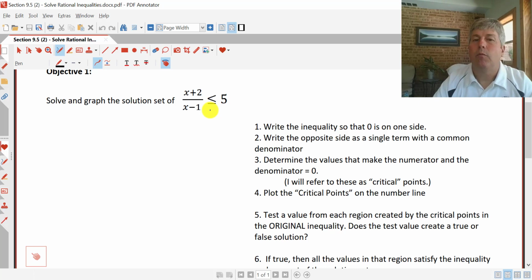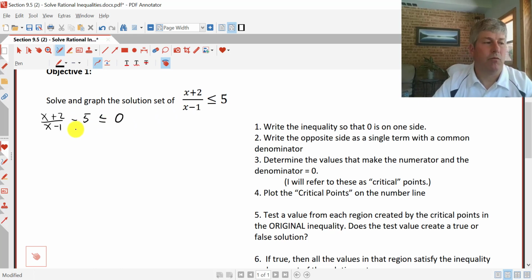So our process, we want to write the inequality so that 0 is on one side. And we want to write the opposite side as a single term with a common denominator. So we'll just go ahead and follow step by step here. We subtract 5 from both sides, and we get (x + 2)/(x - 1) - 5 is less than or equal to 0.